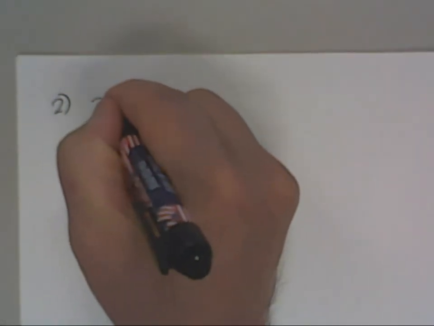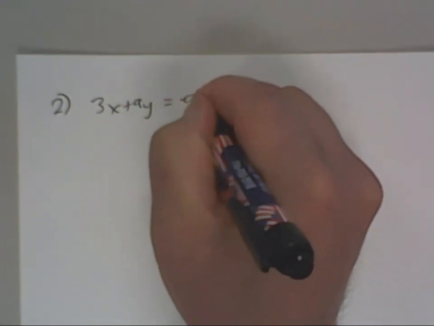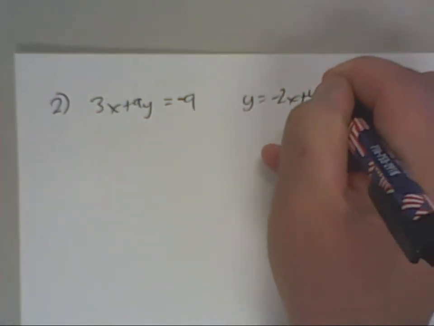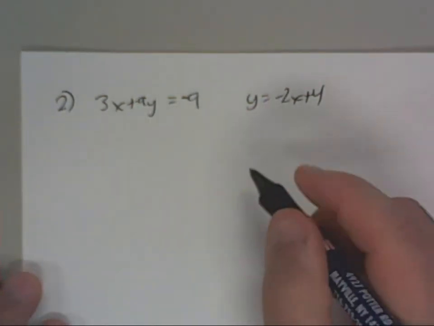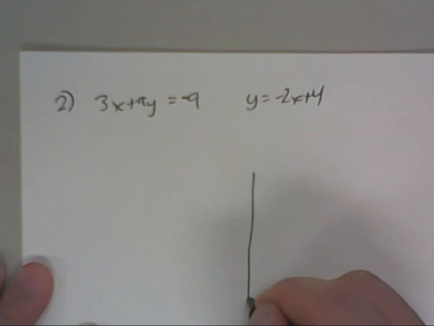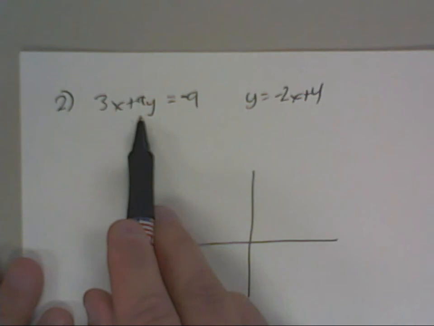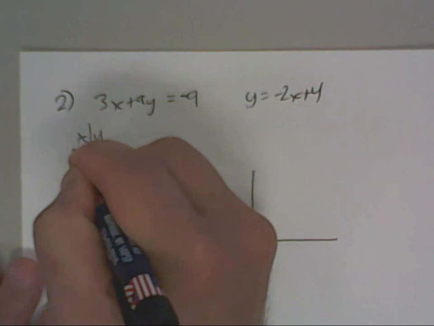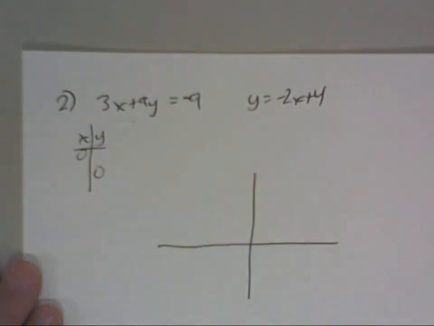Let's put down 3x plus 9y is equal to -9 as one equation, and the other equation is y equals negative 2x plus 4. If we want to solve a system that looks like this by graphing, we're going to start by graphing both equations. I'm going to start by graphing this first equation. We could do this one of two ways. We can rewrite it in slope-intercept form, or I can make an x and y chart and plug in zeros to figure out what my intercepts are.